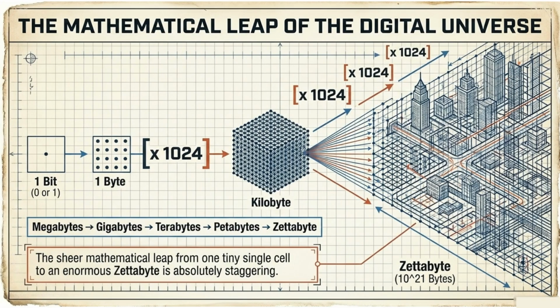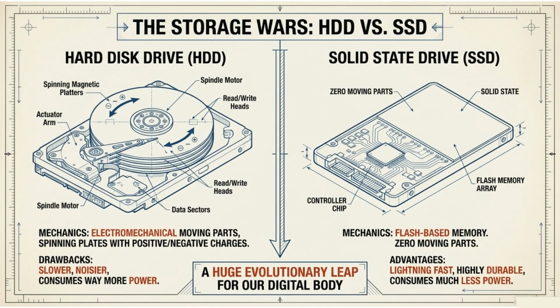Understanding data storage involves grasping the mathematical leap of the digital universe. Data scales from a single bit to astronomical sizes like a zettabyte, highlighting the immense capacity of modern storage. The storage wars between hard disk drives (HDD) and solid-state drives (SSD) represent an evolutionary leap. HDDs use slower, noisier electromechanical parts, while SSDs use lightning-fast flash-based memory with zero moving parts and lower power consumption.